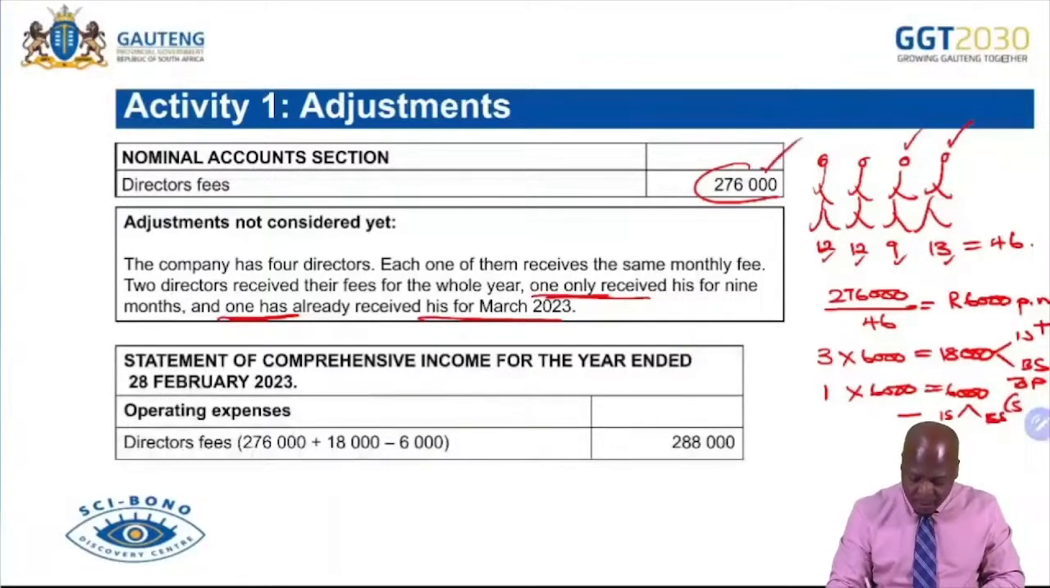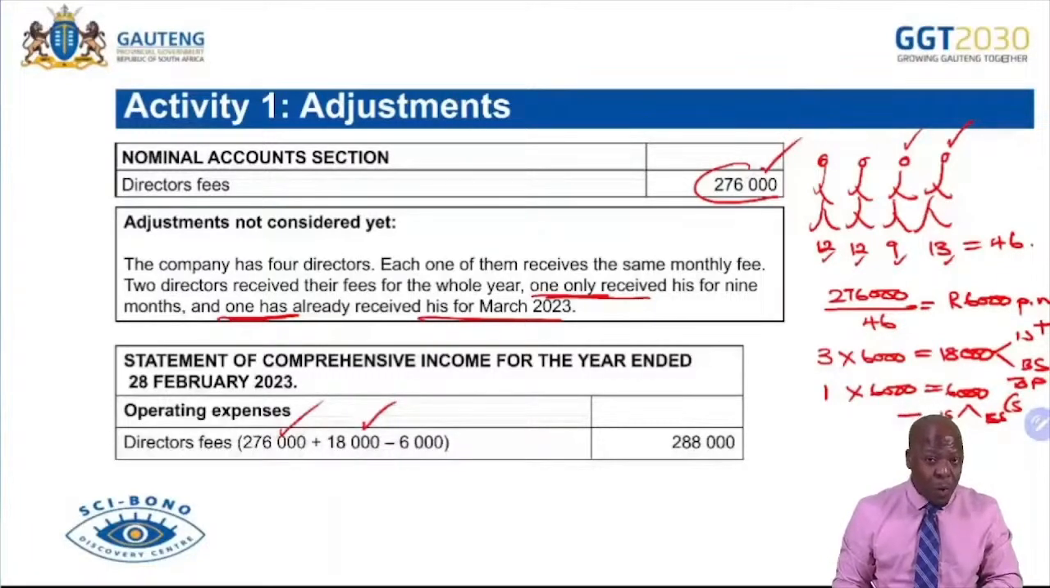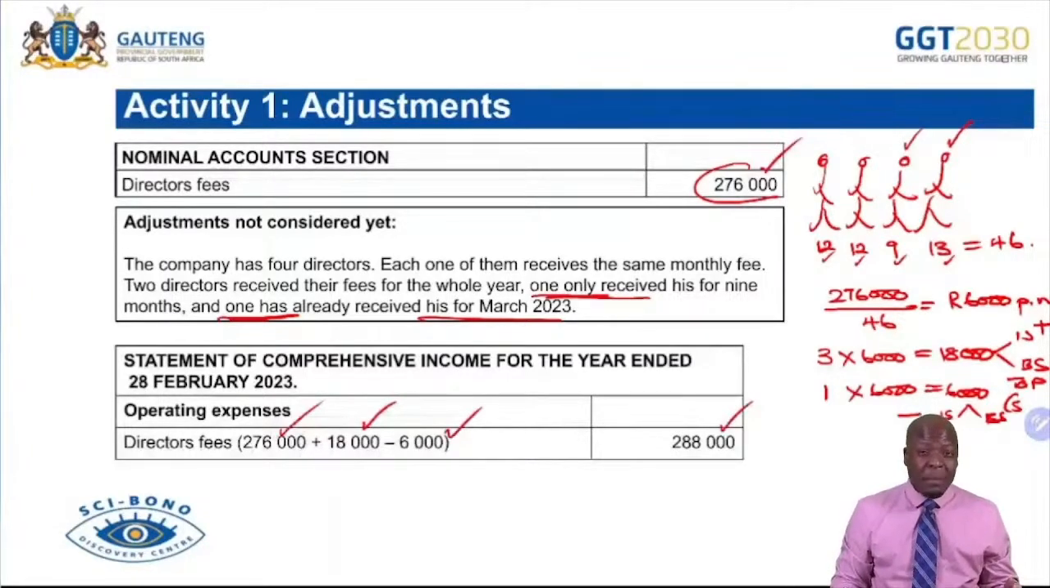Remember, the 276 from the list of balances. Then the first one is this guy here who was owing for 3 months. So we come and we add the 18,000 that we are owing him. And then the next one is for the guy whom we paid in advance. Then we say minus 6,000, and that is that one there. Right. If you're doing the statement of financial position, remember, you're going to come to your trade and other receivables and the trade and other payables as well. Okay. Can I move on? Thank you. Let's move on.